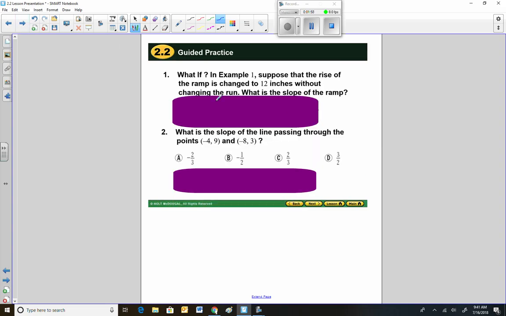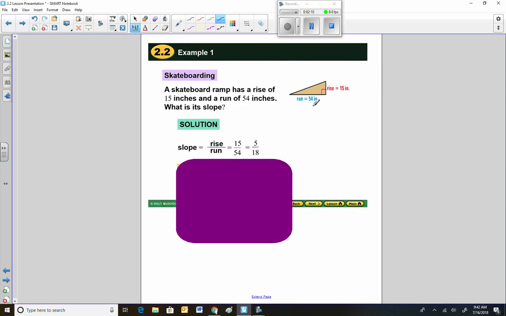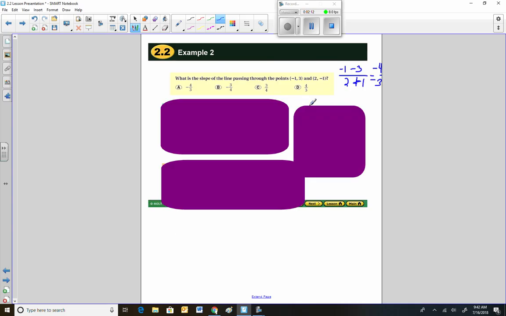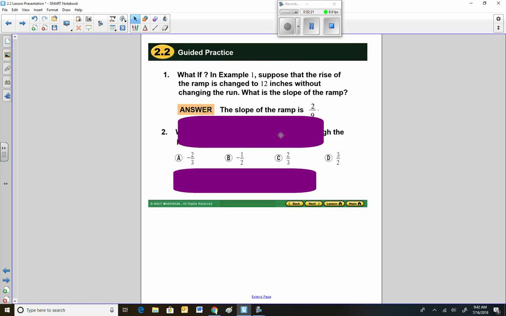All right. What if in example 1, suppose that the rise of the ramp is 12 inches without changing the run? All right, so let's go back real quick. The run would have been 54. So run of 54 and a rise of 12. So we have 12 over 54. And since it's 12 over 54, it simplifies to 2/9.